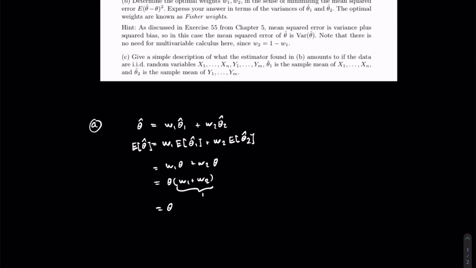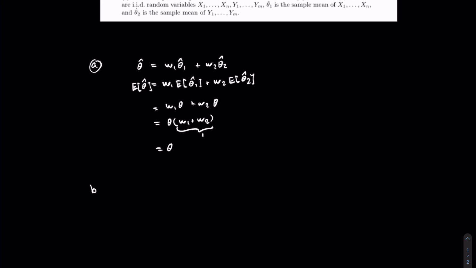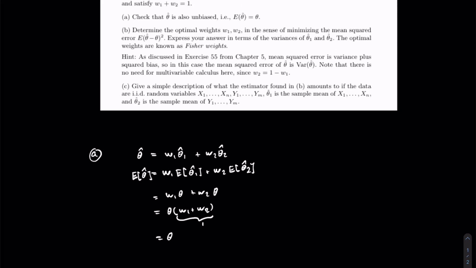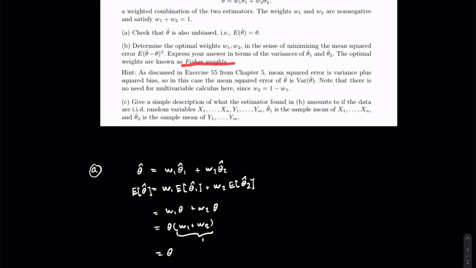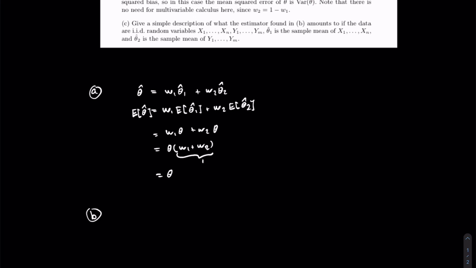Okay, let's now determine the optimal weights. And not only that, we want to determine the optimal weights in terms of the variance. We'll want to express it in terms of the variance of these estimators. We're also given the information that these are known as the Fisher weights. Then there was this exercise back in chapter 5, which I'm going to eventually link to, where we've shown that the mean squared error is the variance plus bias squared. So we're going to use that information as well.